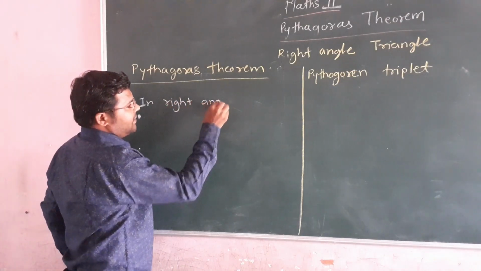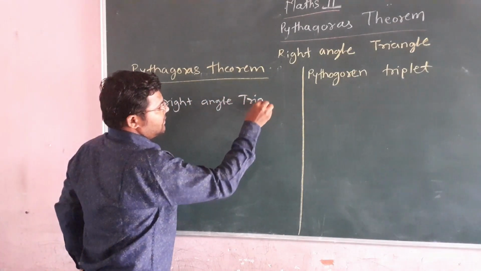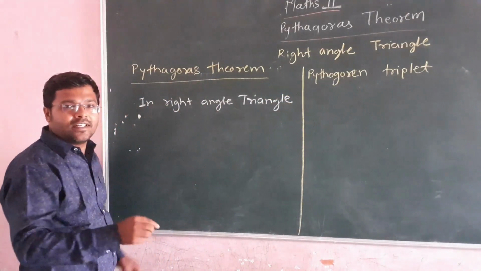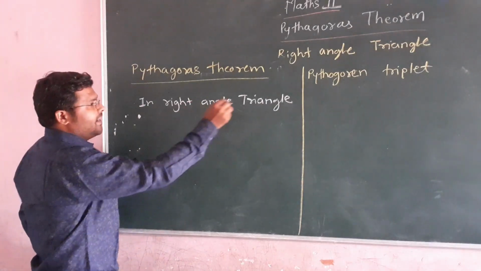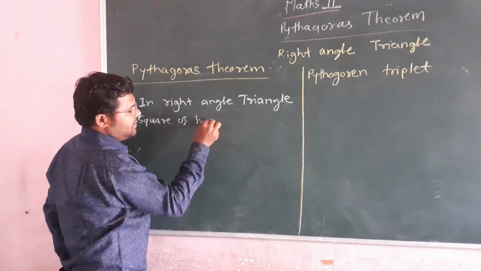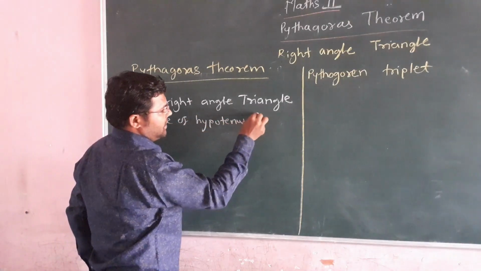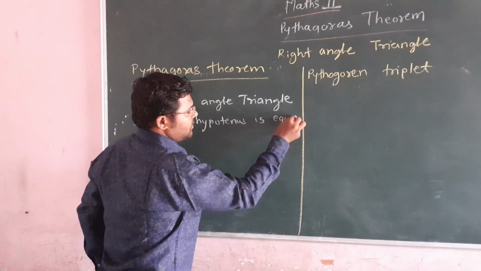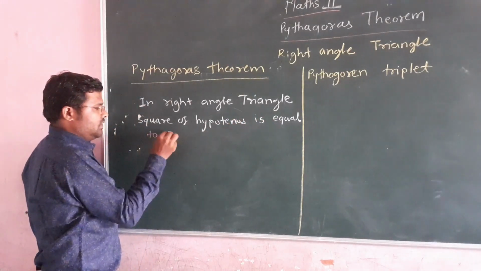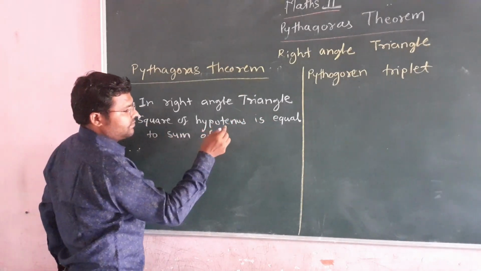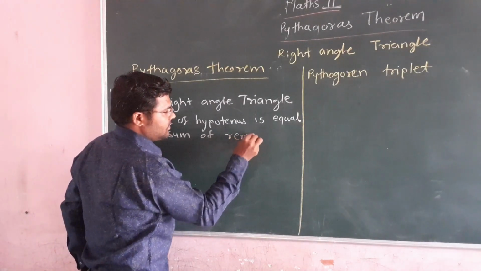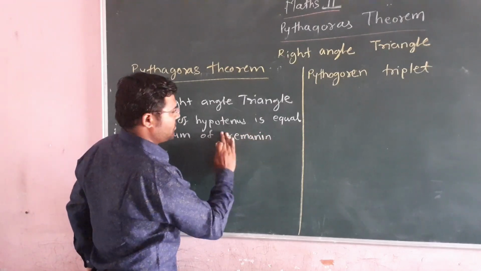In a right angle triangle, square of hypotenuse is equal to sum of square of remaining sides.